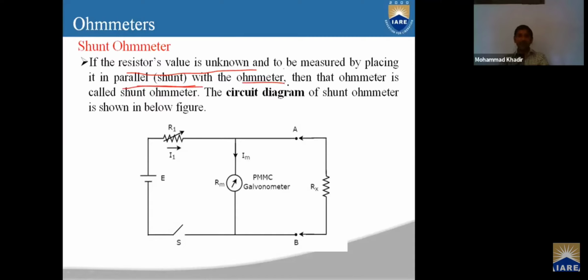Okay, internal circuit. Then that ohm meter is called a shunt ohm meter. In the name itself it is mentioned that the resistance should be parallel to the ohm meter circuit. Okay, clear. So now your circuit is parallel to the unknown resistance Rx. Here the switch is closed and open. Let us see the working operation of the shunt ohm meter.